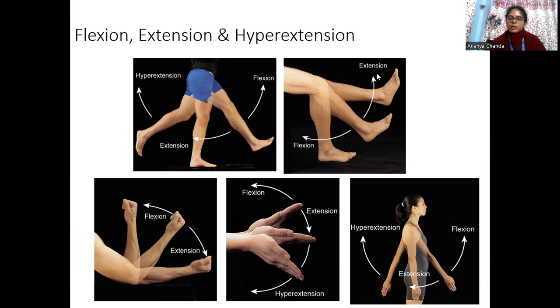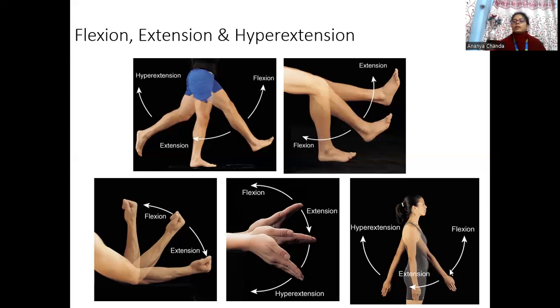So this is the extension, this is the flexion in the case of the lower limbs. In the case of the upper limbs, this is the flexion and this is the extension. For the palm region, this is the flexion, extension and hyperextension. And for the whole body, for the upper limb, this is the hyperextension, extension and the flexion.